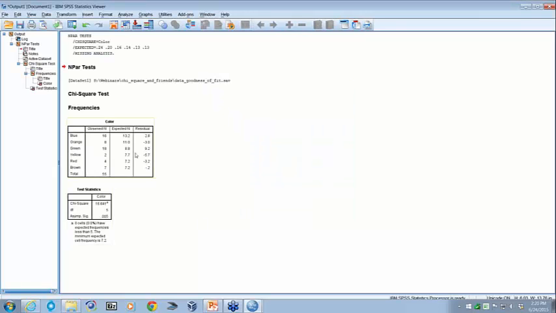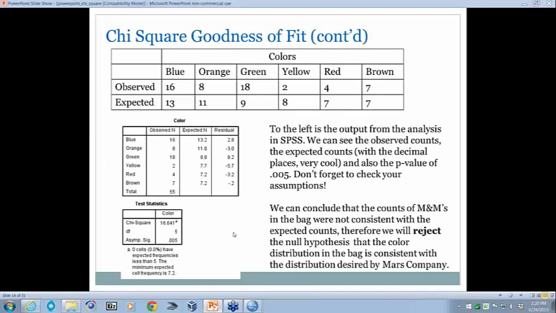And there we have our output. All right, so let's see what this means. To the left is the output that we just saw. We can see the observed counts, what was in the bag. And here are our expected counts with the decimal places, just like we figured before we rounded them. And also the p-value is down here: 0.005, it's less than 0.05. So it's actually significant.